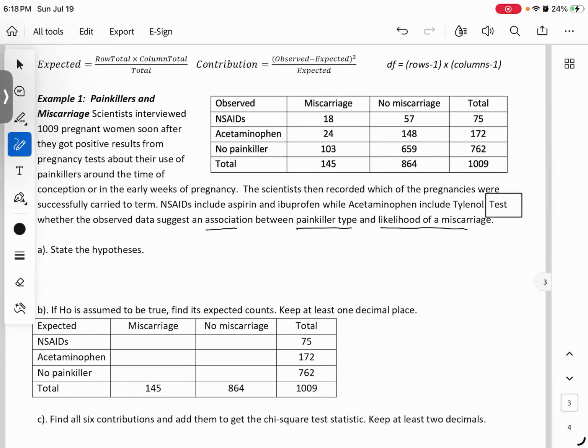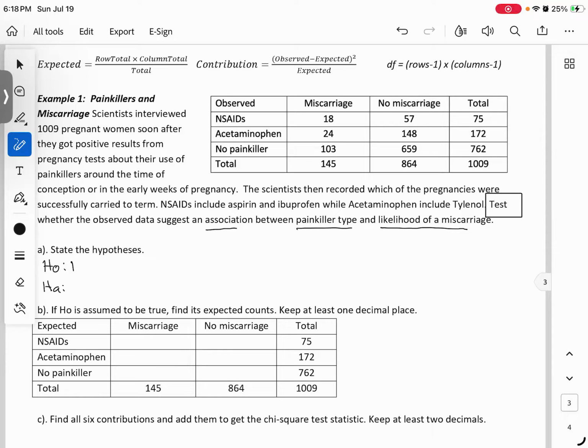So when it comes to writing the null and the alternative, the null is the one that's going to say no, that there's not. It doesn't matter what you choose to do in terms of painkillers, whether you use them or you don't, whatever type you use, you're still going to be as likely as anybody else using any of the other options to have a miscarriage. It doesn't change anything. So we're going to start off with that.